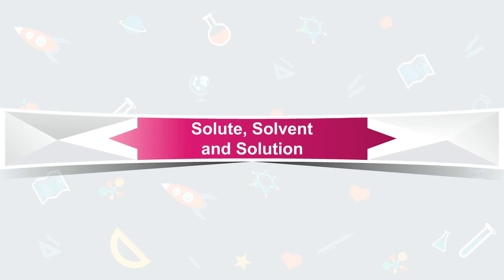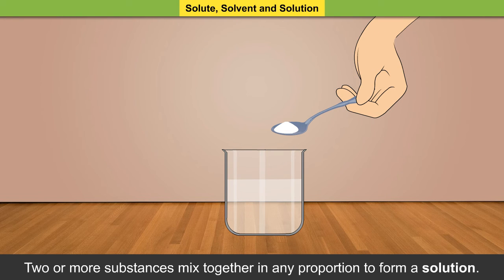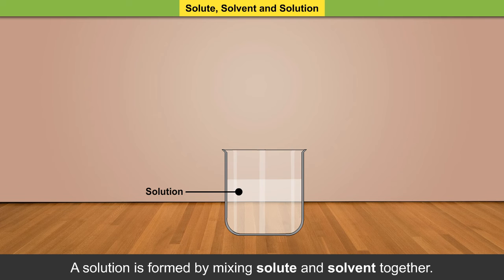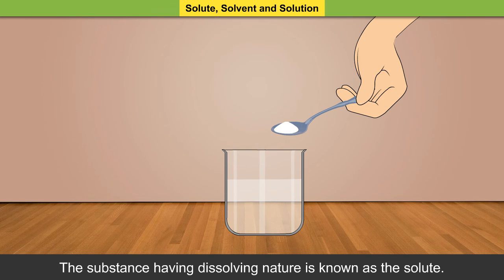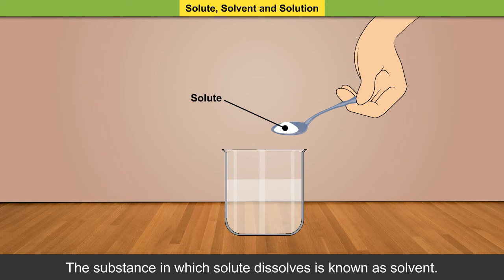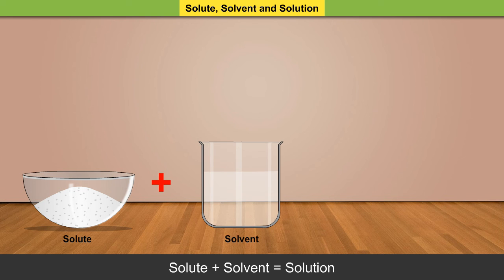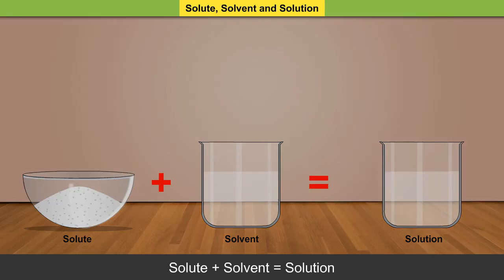Solute, solvent and solution. Two or more substances mix together in any proportion to form a solution. A solution is formed by mixing solute and solvent together. The substance having dissolving nature is known as the solute. The substance in which solute dissolves is known as solvent. Thus, we can say that solute plus solvent is equal to solution.